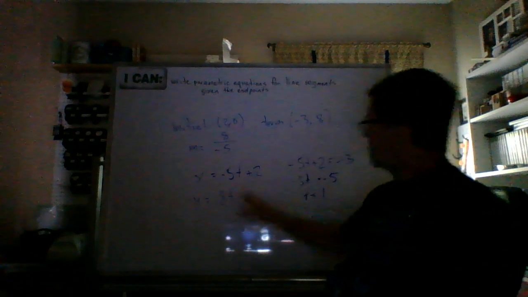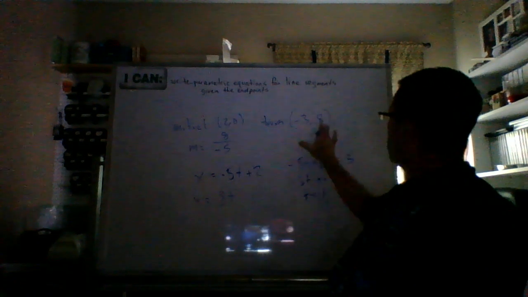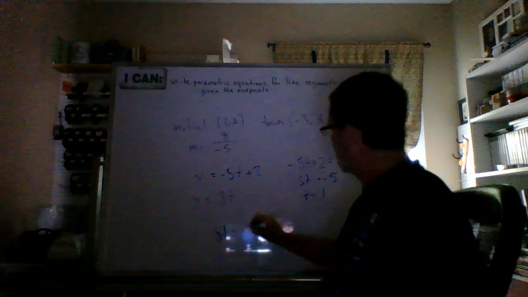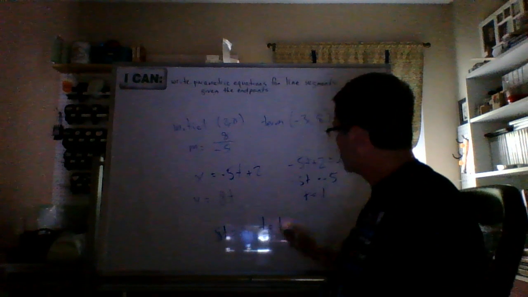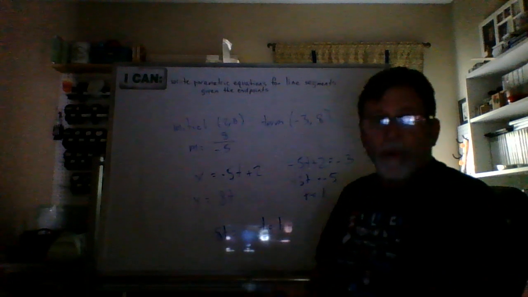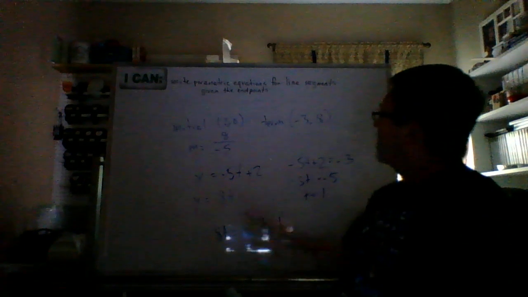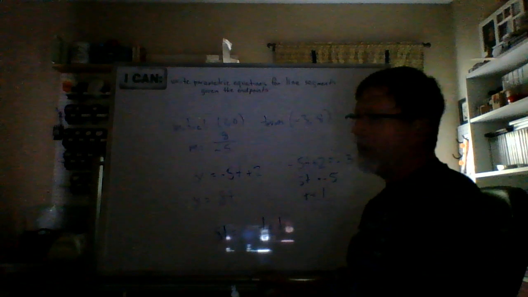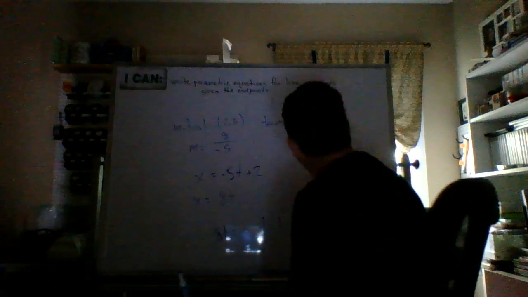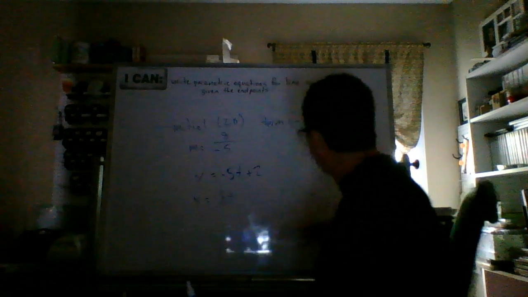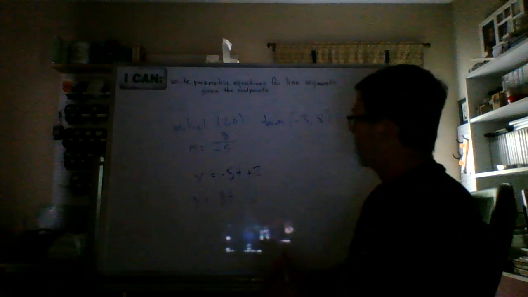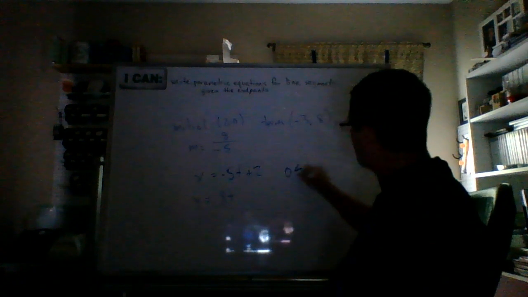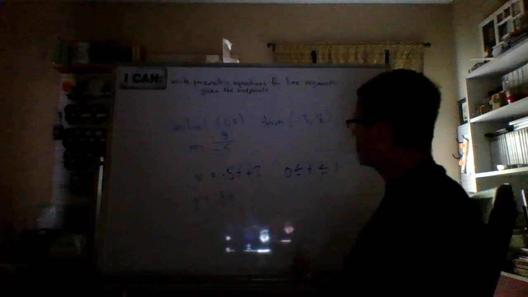In case you're wondering, let's see what happens with the y. I need my y value to be 8, so 8t is equal to 8. Sure enough, t is equal to 1. So my parametric equation that gives me a line segment whose initial value is (2, 0) and whose terminal value is (-3, 8) is going to be x is equal to negative 5t plus 2, y is equal to 8t, where 0 is less than or equal to t is less than or equal to 1.